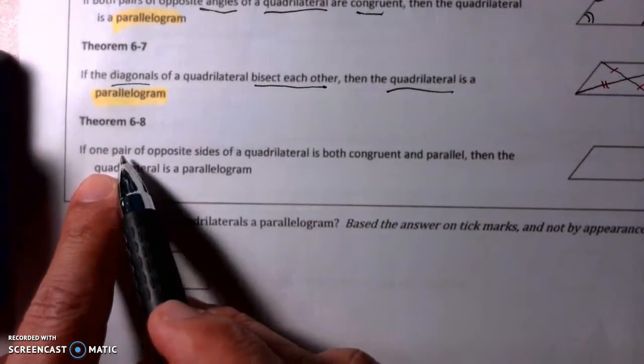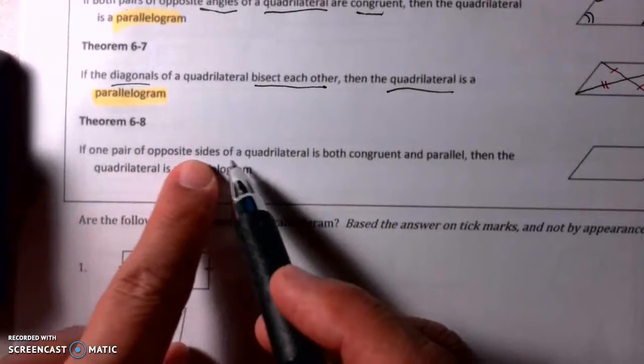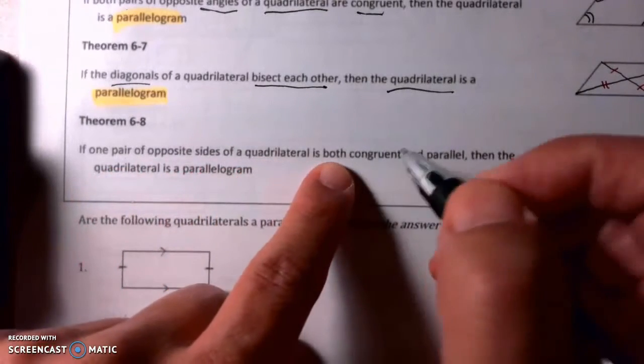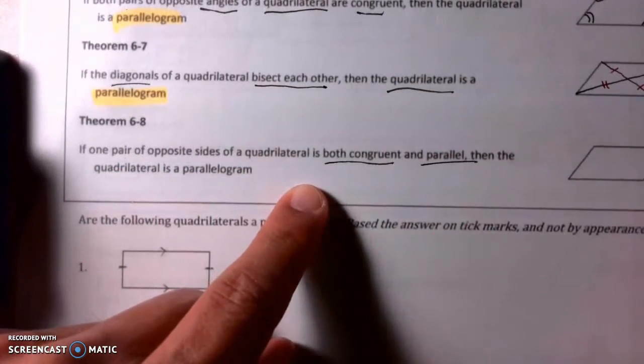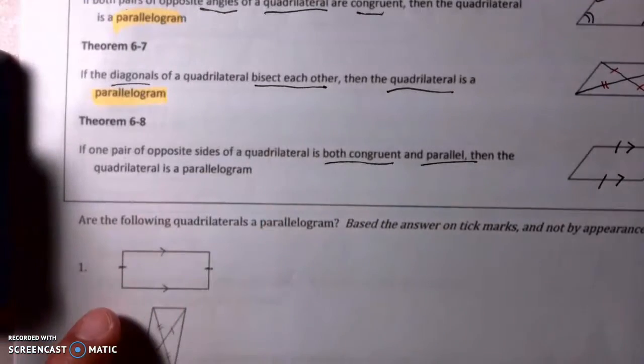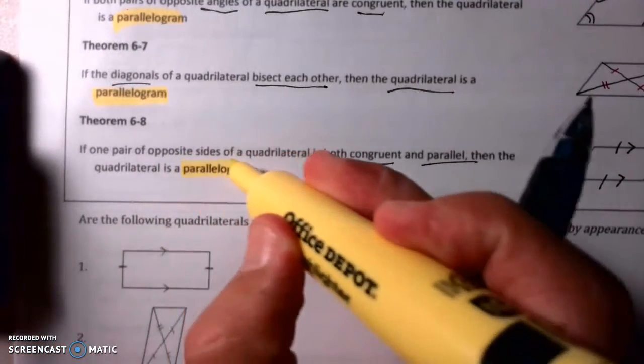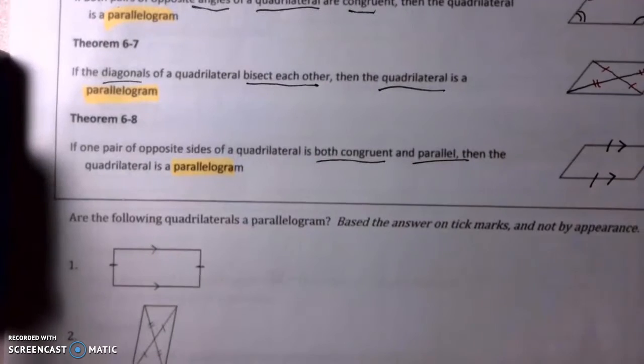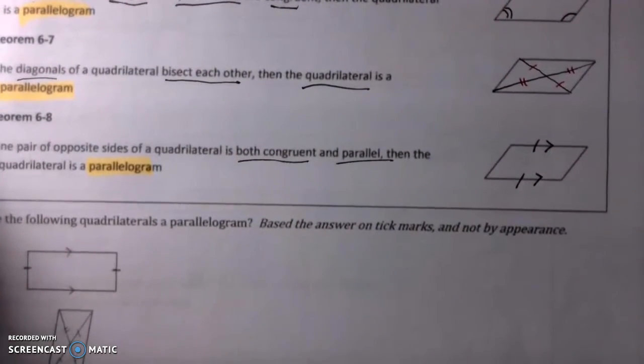If one pair, not both pairs, but one pair of opposite sides of a quadrilateral is both congruent and parallel. So if I notice, hey, that's 7 inches, this is 7 inches, and not only that, it's parallel, then the quadrilateral is a parallelogram. So even though you don't have any information on the left and right of this picture, it is fine, this thing is a parallelogram.